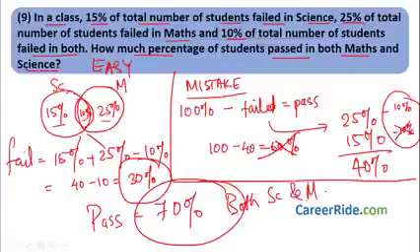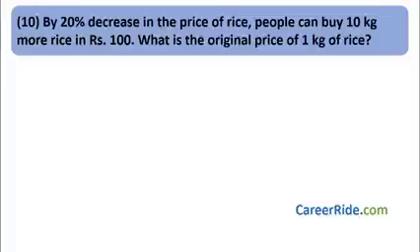Moving to the next question. Question number 10. By a 20% decrease in the price of rice, people can buy 10 kg more rice for rupees 100. What is the original price of 1 kg of rice? Now again, a very easy sum. Let's see how to solve it.